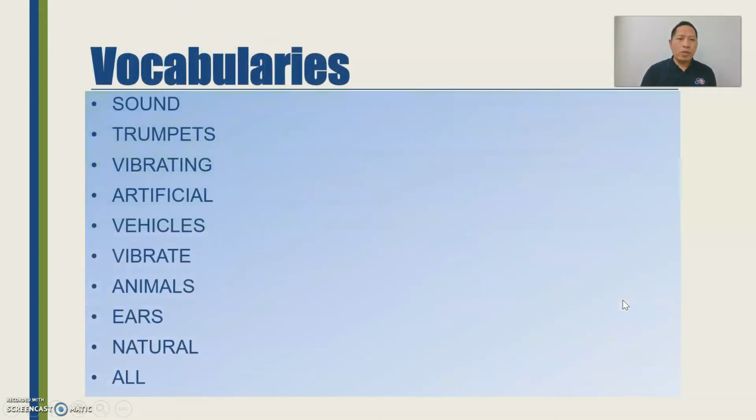So let's go to vocabularies. Our vocabularies, there are 1, 2, 3, 4, 5, 6, 7, 8, 9, 10. 10 vocabularies for today. And you will repeat after me, okay? First thing first, sound. Everybody says sound. S-O-U-N-D. Sound.